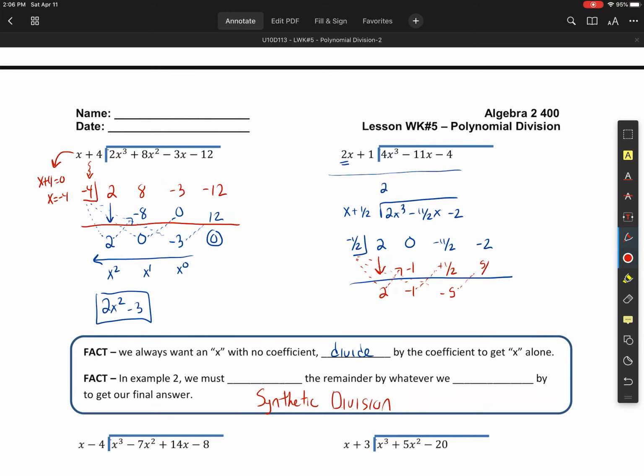Negative a half times negative 5 is 5 over 2. All right, so what do we have here really? Negative 4 over 2, it leaves us with 1 over 2. All right, there's our remainder. Now, an extra thing here in the fact box is that in example 2, we must multiply the remainder by whatever we divided by to get our final answer. So since we originally divided by 2, we multiply this by 2 to get our remainder to actually be 1. We add our x's back in: 2x squared minus 1x minus 5 plus 1 over 2x plus 1.